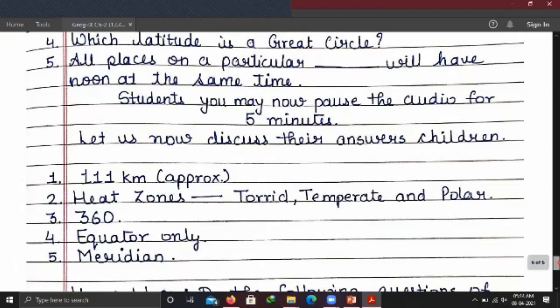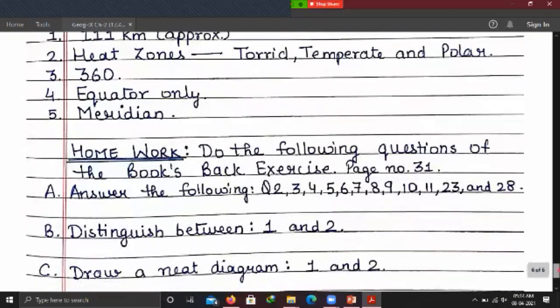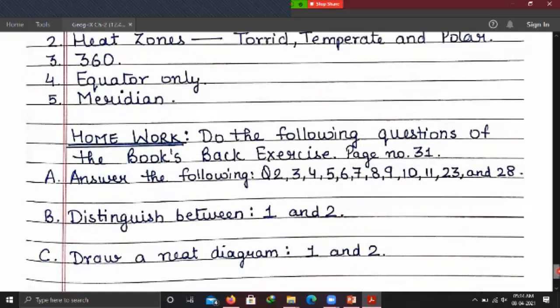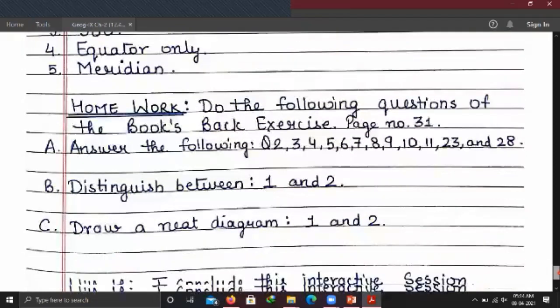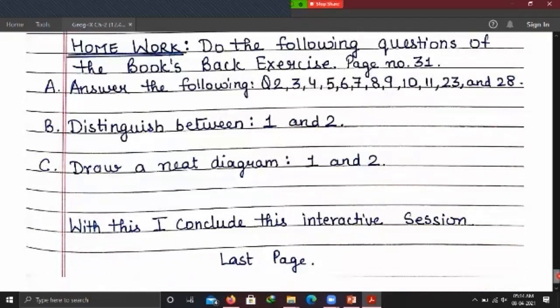Now students, your homework for today. Do the following questions of the book's back exercise, page number 31. Answer the following questions, distinguish between, and draw a neat diagram. With this, I conclude this interactive session. Thank you.